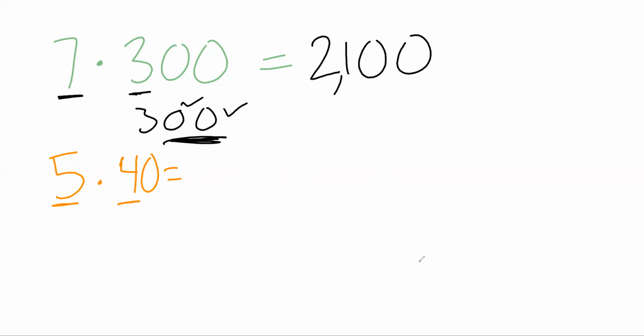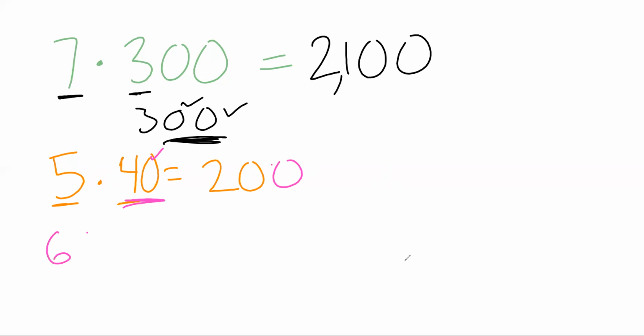Well, again, if I just look at what I know, 5 times 4 equals 20. But it's not a 4. It's a 40. So it's 10 times greater. It's got 1 zero. So I need one more zero. So my answer is 200, right?